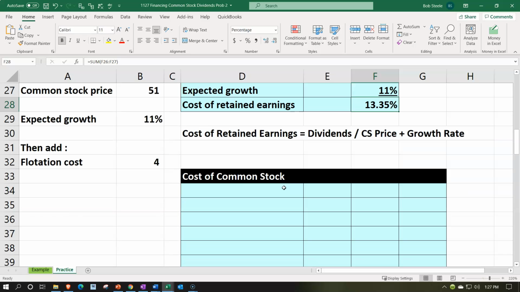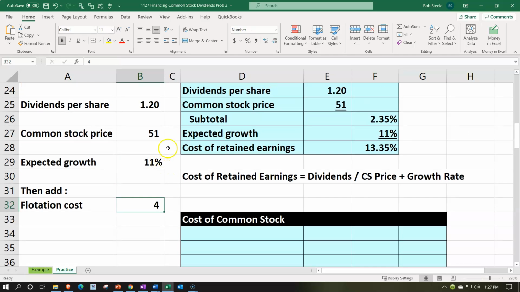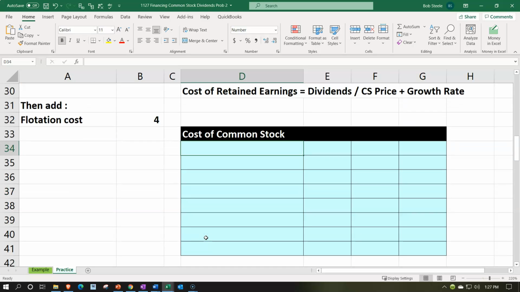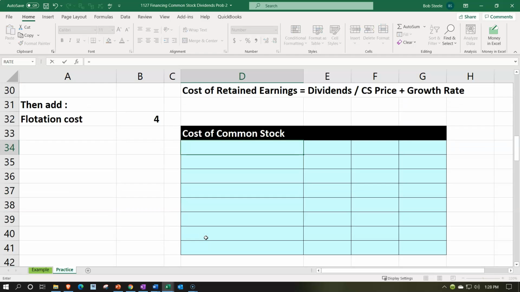Let's add the flotation costs and call it a whole new thing. Call it cost of common stock. Basically the same thing here, but now adding the $4 for the flotation, meaning we're not really getting the 51. We have that one-time cost, 51 minus 4 is kind of what we're getting. So let's just add that into our calculation. All right, no problem.